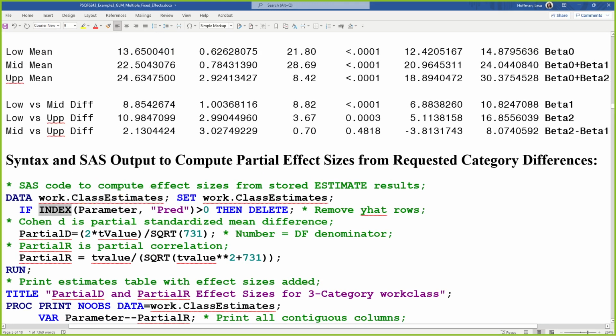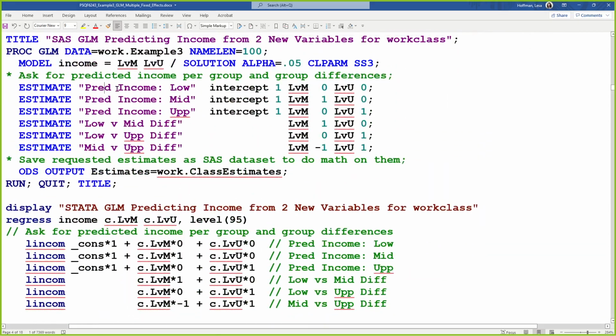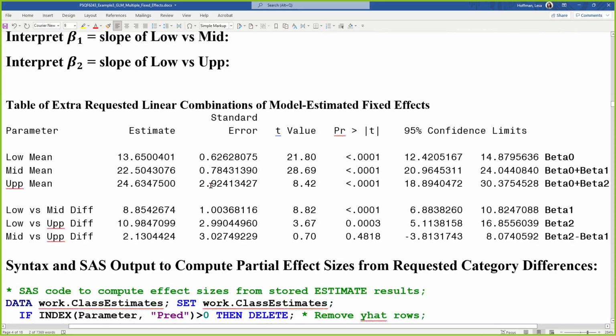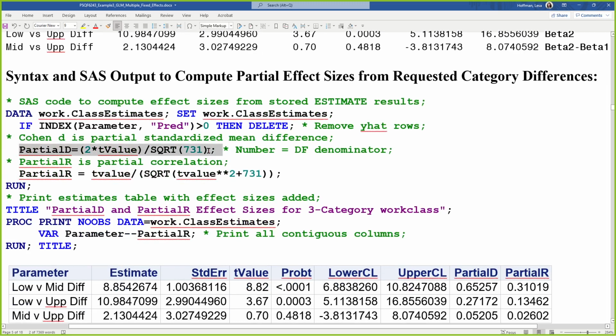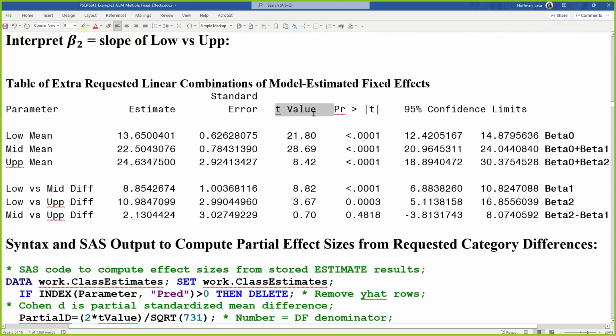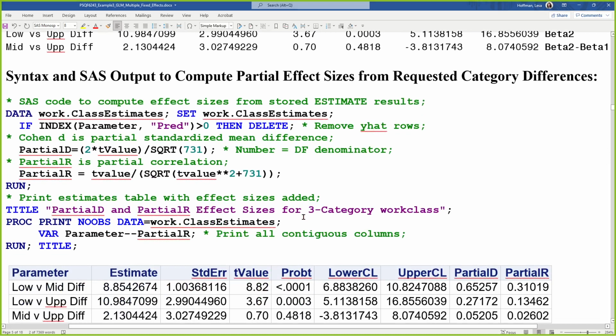So index is a function that finds words in a string variable. So basically, if there are words in there that start with predicted, so in the SAS code, I think I had shortened it, but yeah, pred income is what it says, then delete those rows. Then otherwise, I'm computing a D and I'm computing an R using the conversion formulas that are in the slides. So T value is the name of the internal column that has this information. So I don't have to type the T in it. It knows what it was.